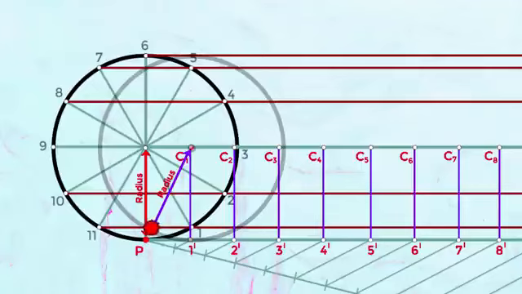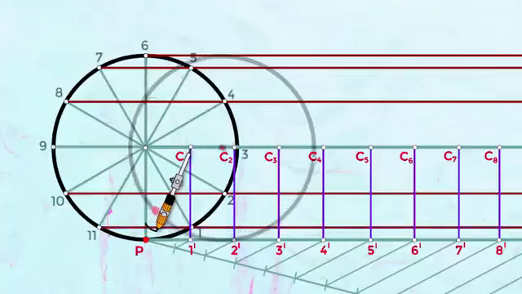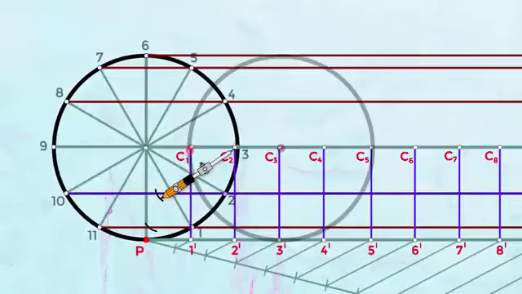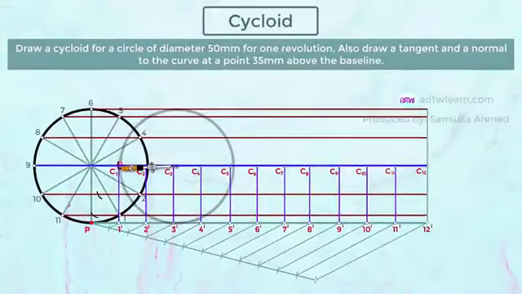To mark this P point, take the radius of the circle, keep the compass on C1 and cut the arc on line 11, 1. Now as the circle rolls to C2, the point P is here, cut the arc using a compass on line 2. As the circle rolls to C3, the point P is here, cut the arc on line 3. Similarly, when the circle is at C4, cut the arc on line 4.